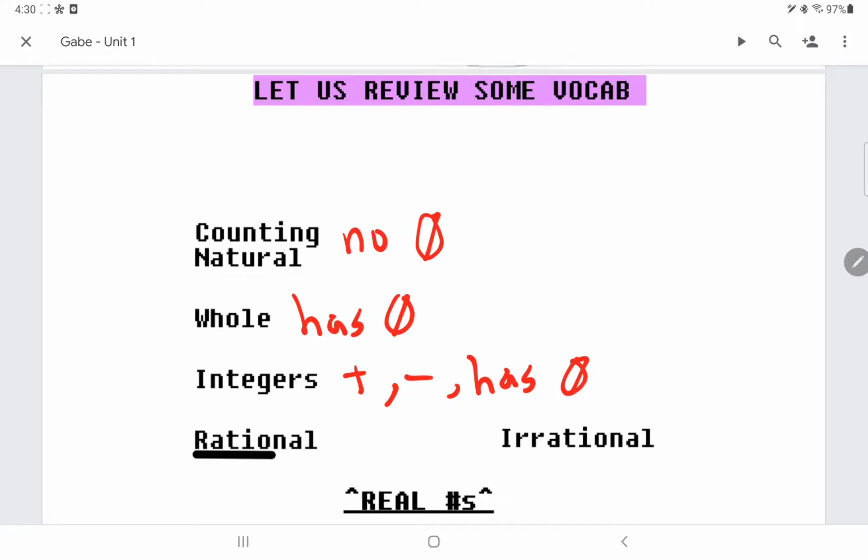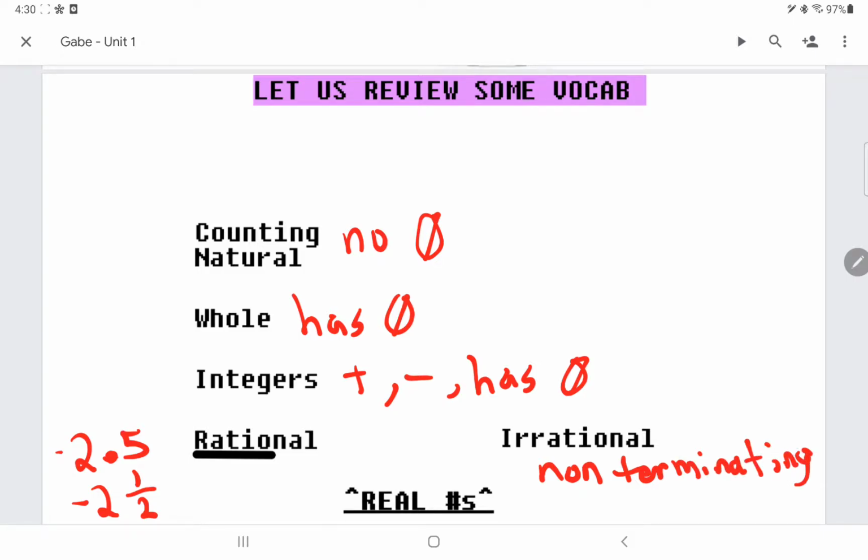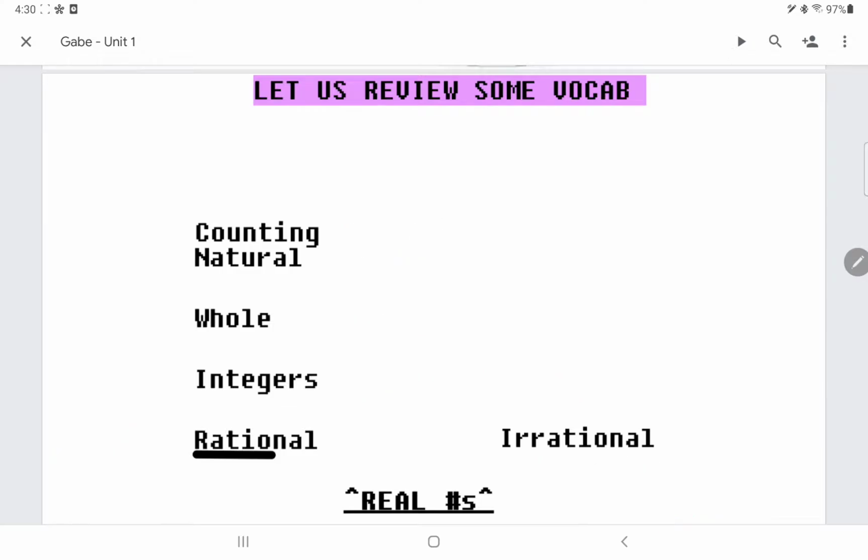Rational, ratio, that's where you start getting into parts. So you could have -2.5, or write that as -2 1/2. And that's still a rational number, but it's not an integer because it has a decimal or a fraction. Irrational numbers are whenever you have a non-terminating, means it doesn't stop, and it does not repeat. No repeat. A majority of the time, you're going to have rational numbers. This entire system is called the real number system.